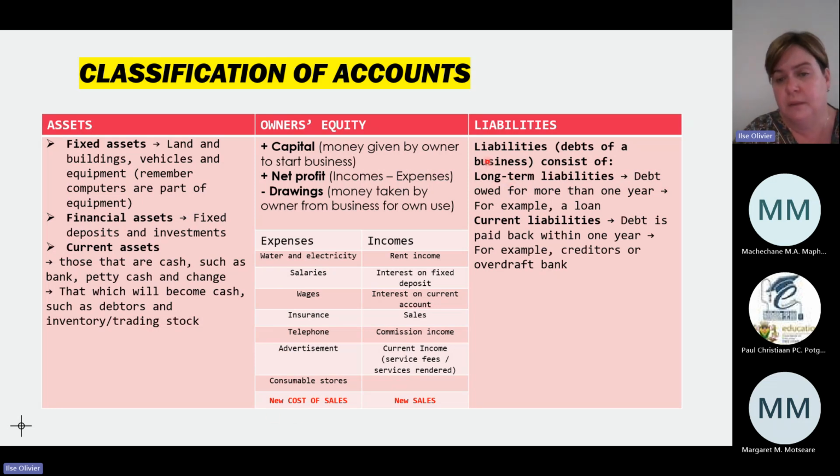If we look at our liabilities, we have our long-term liabilities. That is when the business owes something, so it's heavy on your shoulders. And current liabilities. Long-term liabilities are for longer than a year, such as a loan, and current liabilities are those that you can pay back within a year, and normally that will be creditors or bank overdraft, and we're going to look at this a little bit this year.